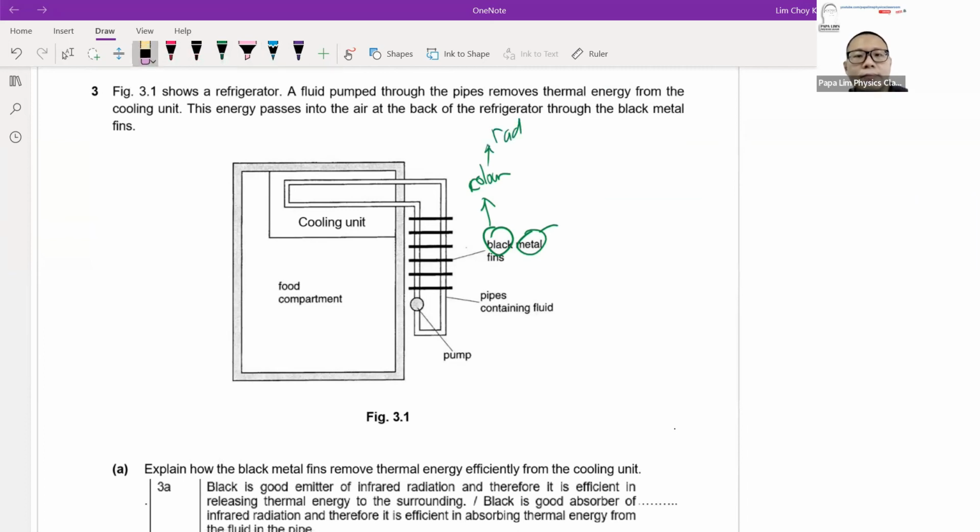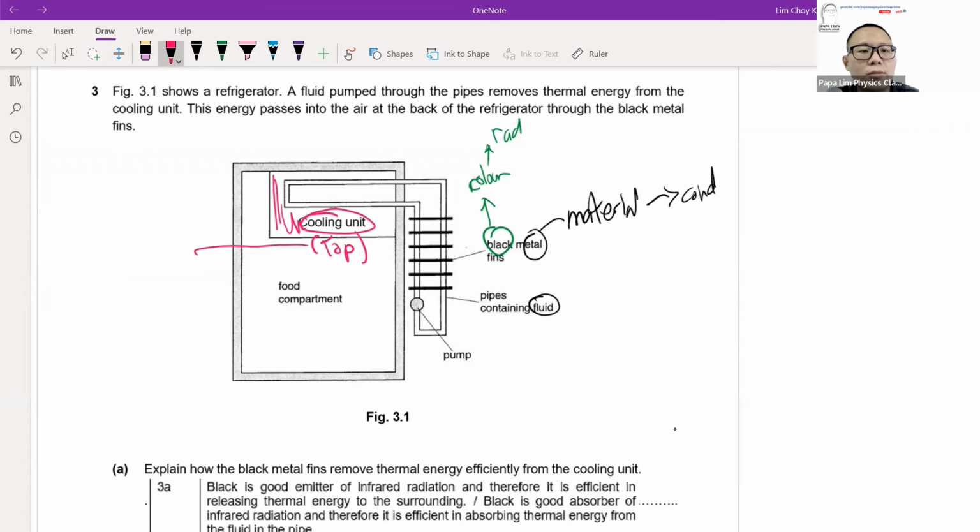If it's metal, you talk about material. If it's material, usually it involves conduction. Containing fluid, we may be talking about convection. We talk about cooling units, the location of this cooling unit. This is at the top side. So the moment we talk about location, we could be looking at convection current.